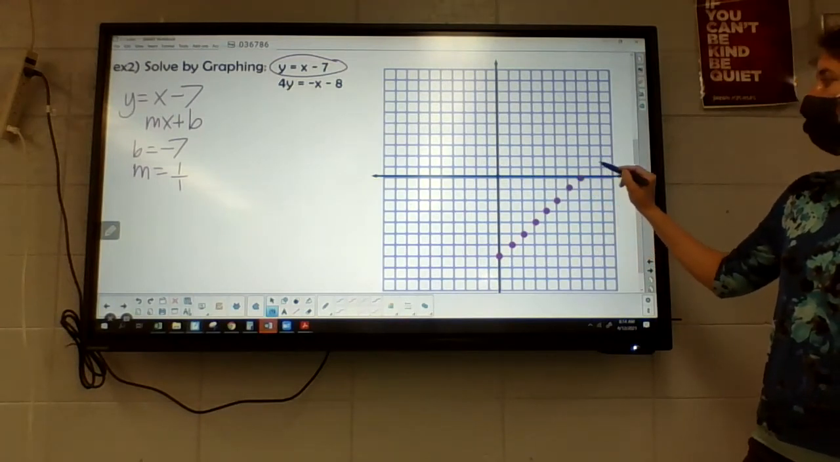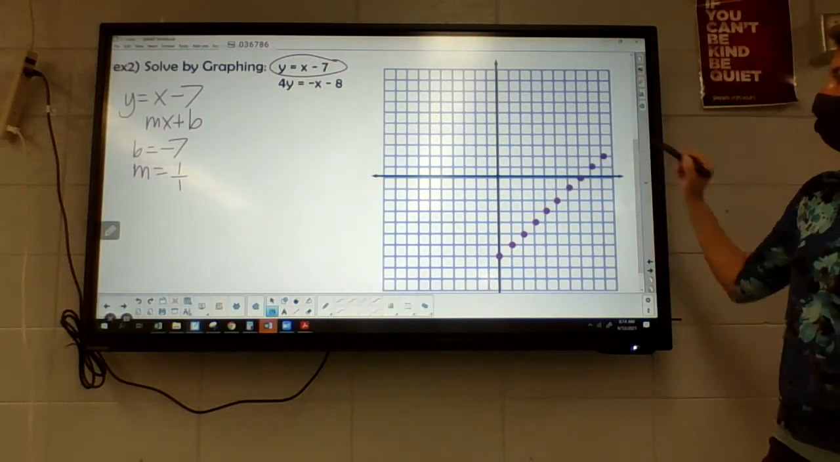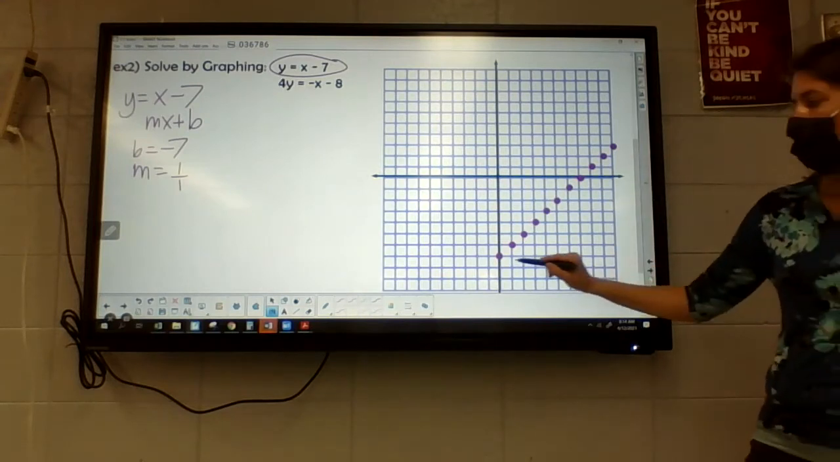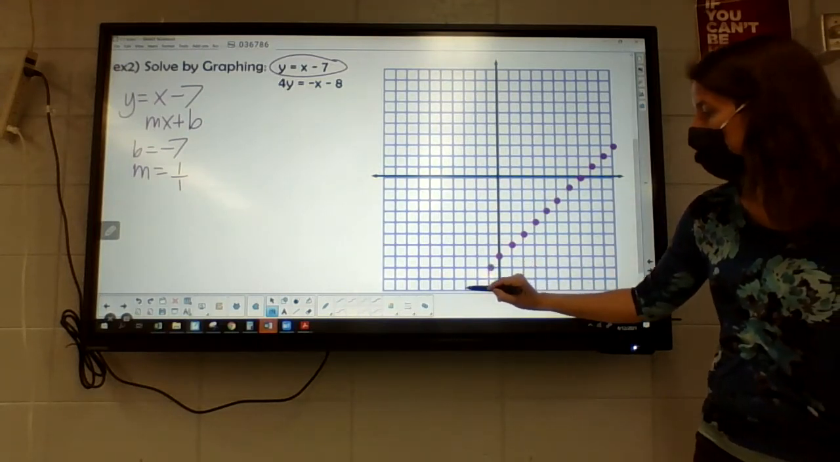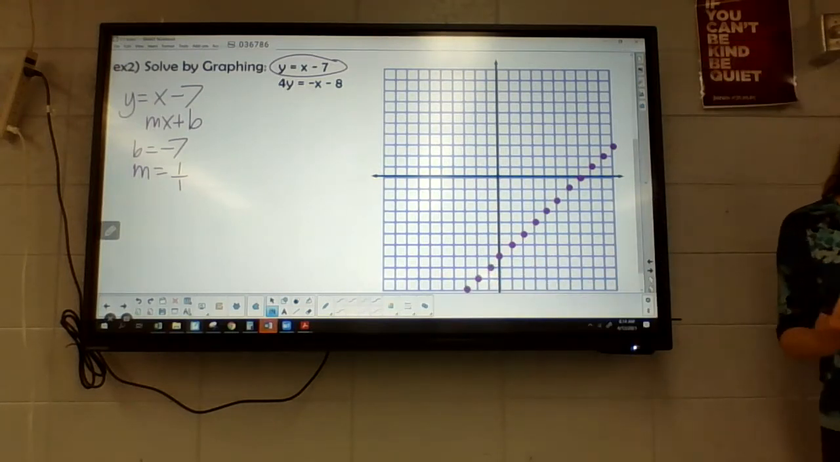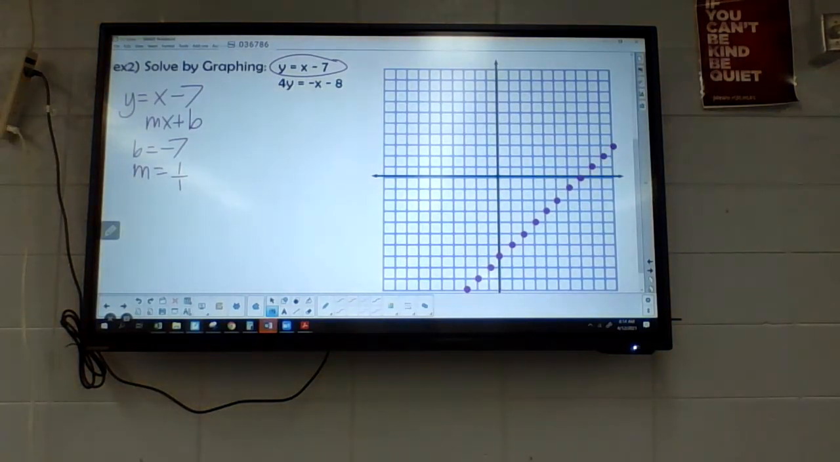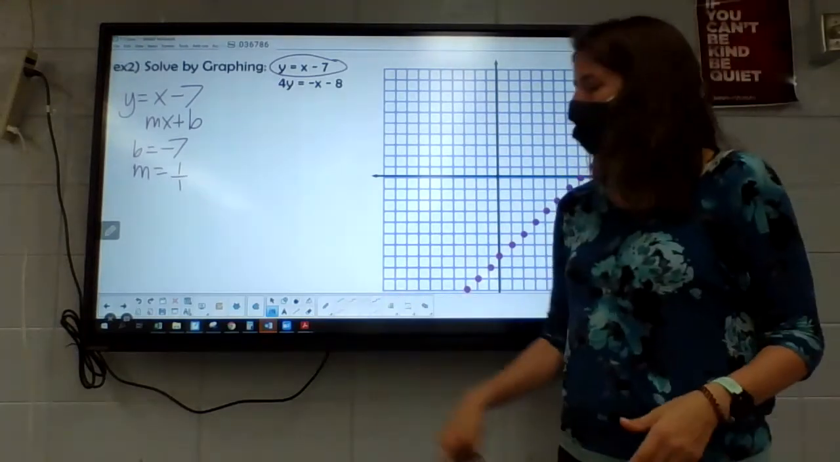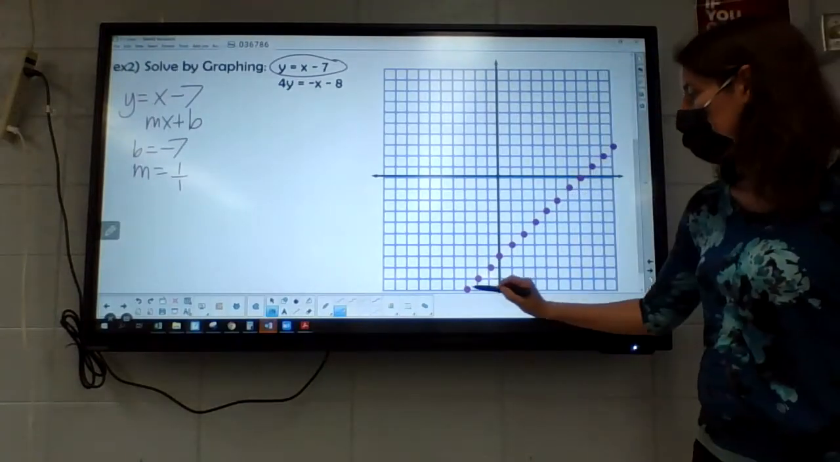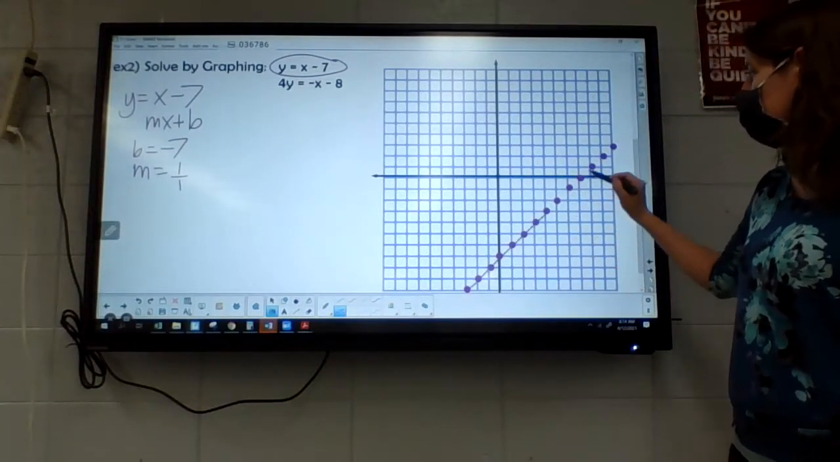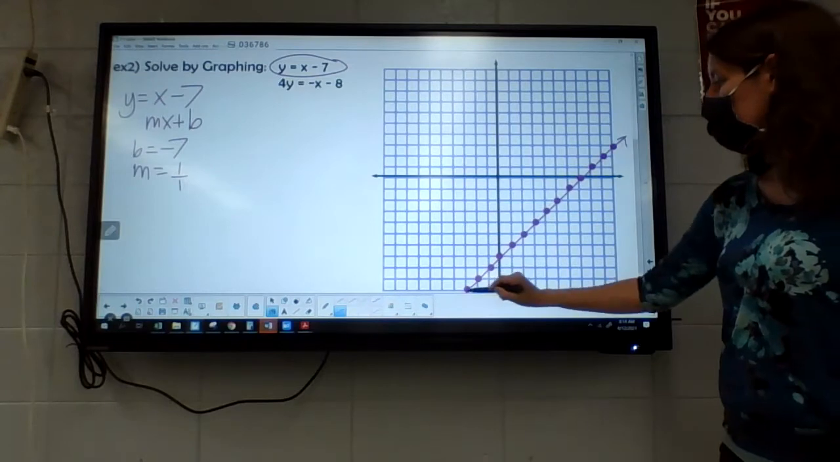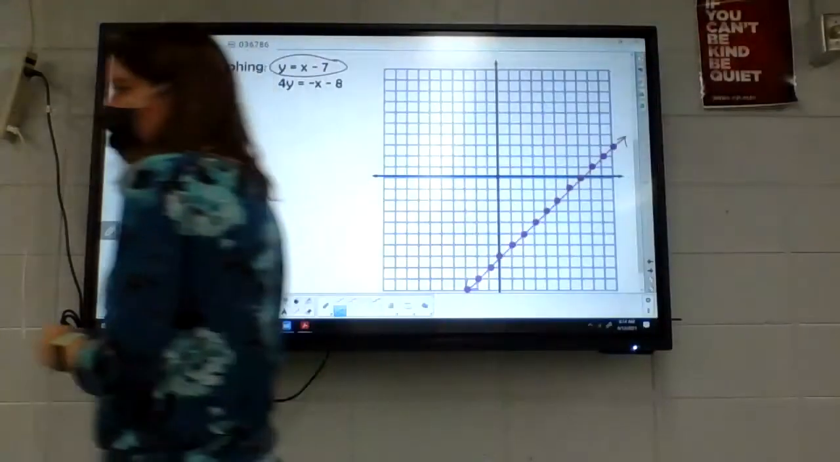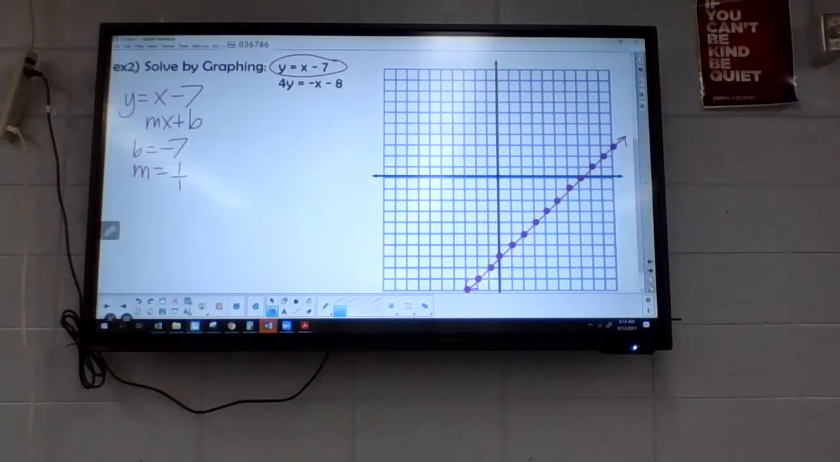Now, I would suggest in this case to do as many dots as you can fit on your graph. The reason for that is because we want to figure out exactly where these lines cross. And so I want to make sure they cross at a particular point. The ones I'm going to give you are always going to cross at a nice coordinate point. They can cross at a decimal, but I try to avoid those as homework, because those are really hard to tell where they cross. So there's our graph for our line. Okay?